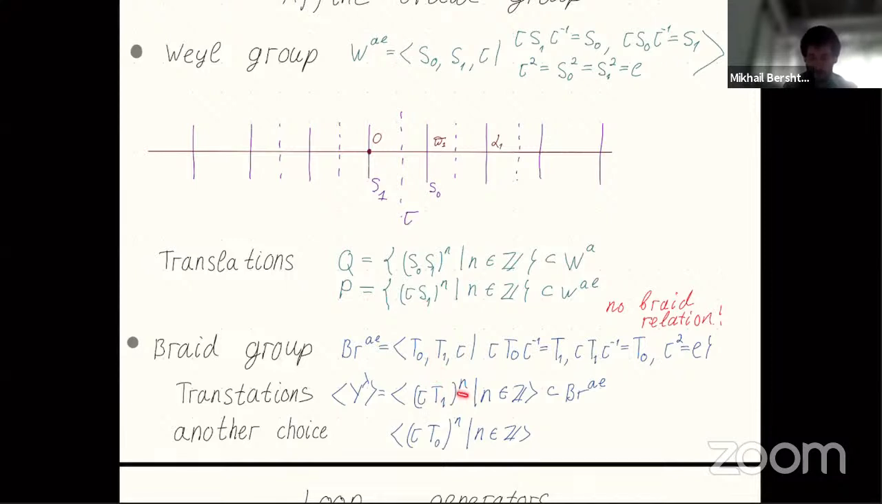So let me note that this is a procedure which was stated last week. For positive n, we just take the affine analog, the braid analogs of the generators, and for negative n, we take the minus generators.